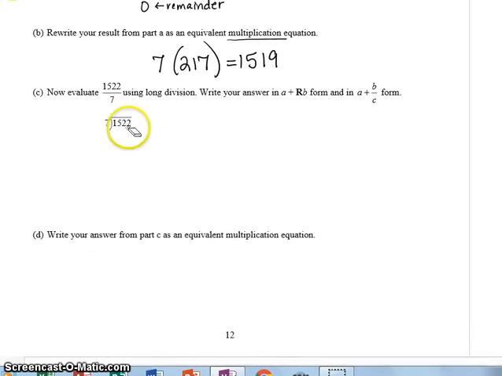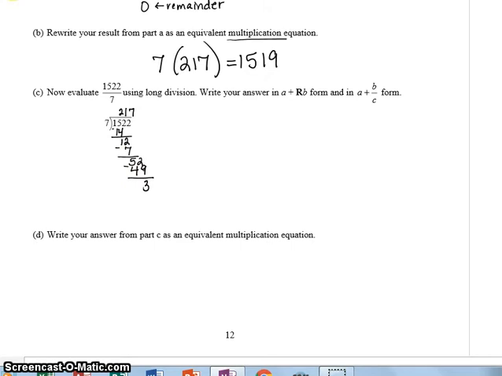So now the number has changed a little bit again. So 7 goes into 15 two times. 7 times 2 is 14. 1 left over, carry down the 2. 7 goes into 12 one time. You multiply 1 times 7, you get 7, remainder 5, carry down the 2, 52. How many times can 7 go into 52? 7 times. 7 times 7 is 49. And now I have a remainder of 3.